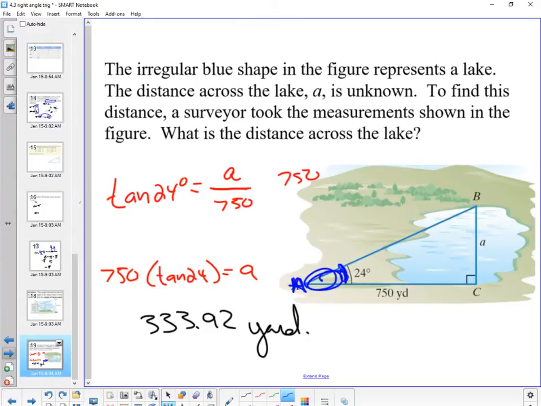Now, what else could I have done? Could I have done cotangent? Yeah, I could have. But why? You'll get the same thing, but you'll have more math to do. Why do I not like cotangent? Because you'll have to multiply and then divide versus just multiplying. Does anybody want to see it that way?